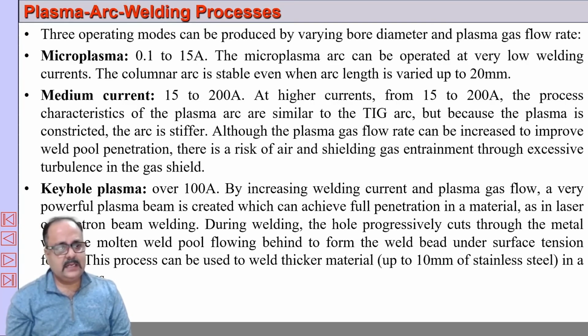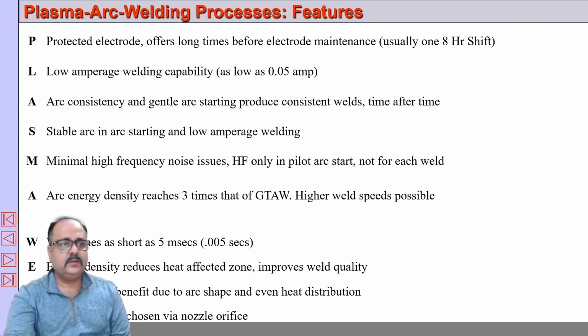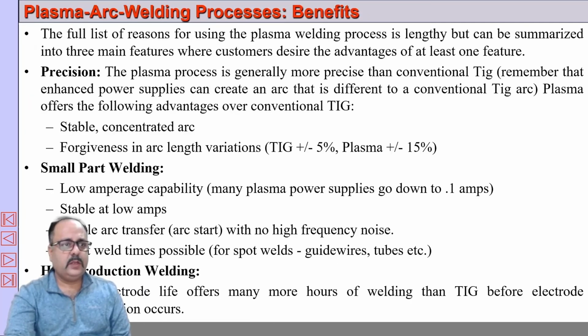At higher current, plasma can be used as a keyhole plasma, almost like an electron beam welding process, where during welding the hole progressively cuts through the metal, with the metal pool flowing behind to form the weld bead under surface tension forces. So the keyhole moves forward and the weld is completed behind. The process can be used to weld thicker material like stainless steel in a single pass. Okay, so it can be used for precision, for small part welding, and for high production welding.